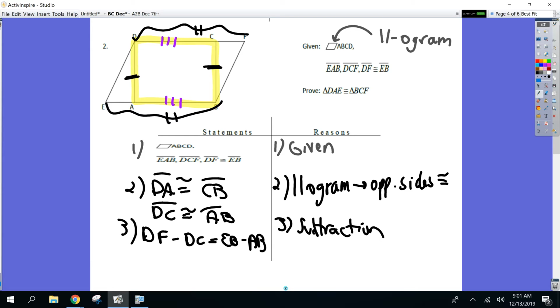And nothing, I don't care that we're in unit 6. I don't care that we're in mid-December already. What's always after subtraction or addition here? Substitution.